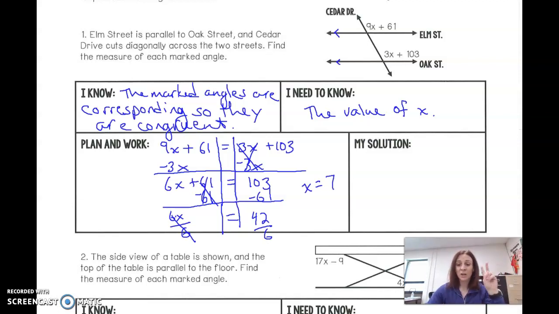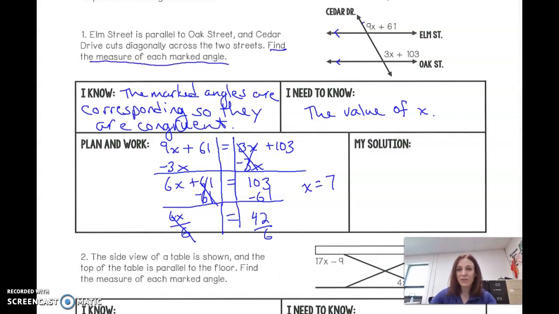So we figured out what we knew, figured out what we needed to know, and did our work. Now make sure you're answering the question being asked: find the measure of each marked angle. I want to find the measure of this one and the measure of that one. I know x is 7, so to find the measure of this one, I'm going to go 9 times 7 plus 61. I'll use a calculator, or you can do it in your head if you really want to, and type it in correctly. I get 124. So that first angle is 124 degrees.